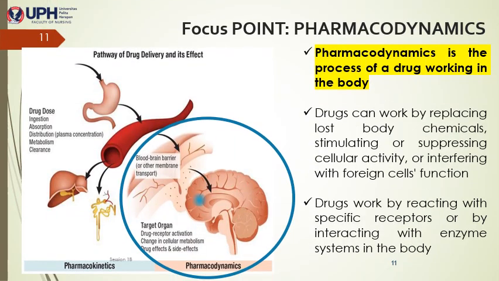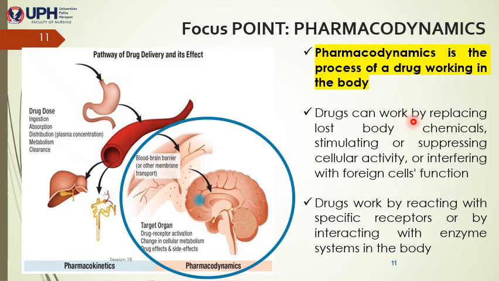Now let's focus on pharmacodynamics. As you can see, here are pictures of the drugs. When a drug is delivered to the body, it goes through the stomach, and then the drug undergoes ingestion, absorption, distribution, metabolism, and clearance. This is called pharmacokinetics. How the drug then works in the body is what we call pharmacodynamics. It's the process of a drug working inside the body.